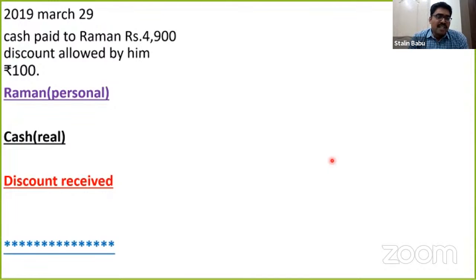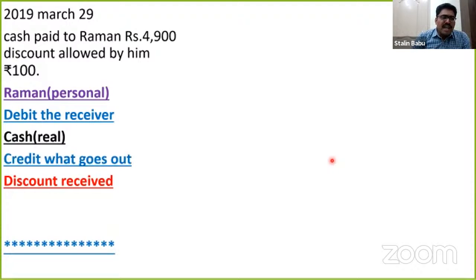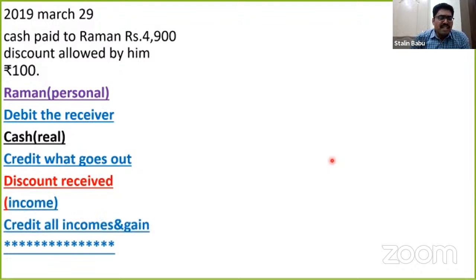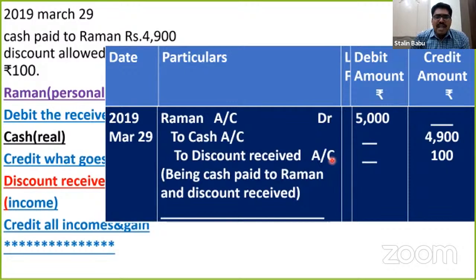The three accounts involved are Raman account, cash account, and discount received account. Raman account is a personal account: debit the receiver. He is the receiver of the cash, so his account should be debited. Credit what goes out: cash is going out of the business, so the cash account is credited. Discount received is an income to the business. According to the nominal account principle, credit all incomes and gains, so it is credited.